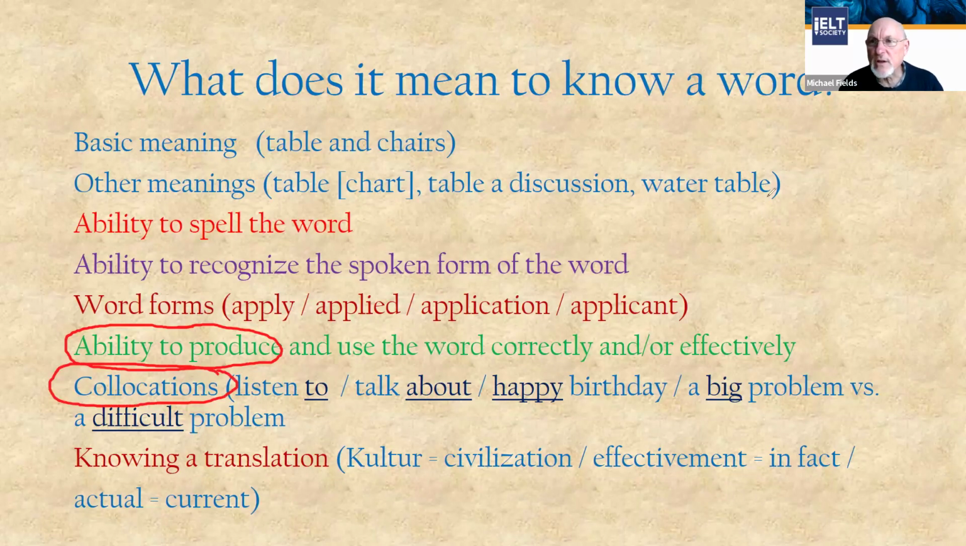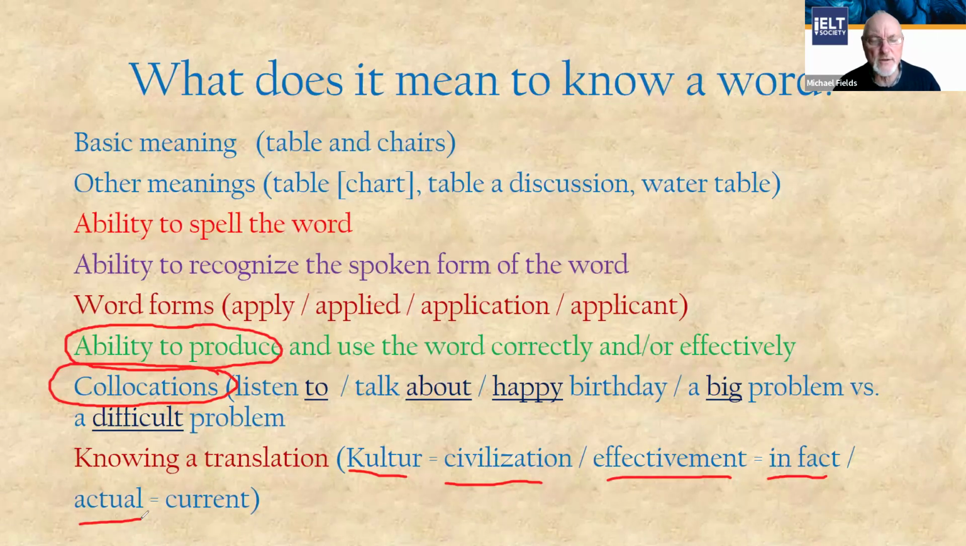And knowing translations also, do we expect our students to know the translation of the word into their first language, or are there any special problems of translation? I just gave you a few examples here, like the German word Kultur, which really translates as civilization, or the French word effectivement, which looks like effectively, but in fact, it means in fact. I just said in fact twice. In fact, it means in fact. It doesn't really mean effectively. And the Spanish word actual, which means current. It doesn't mean real, but it means present or current, right? So these are special considerations in translation.